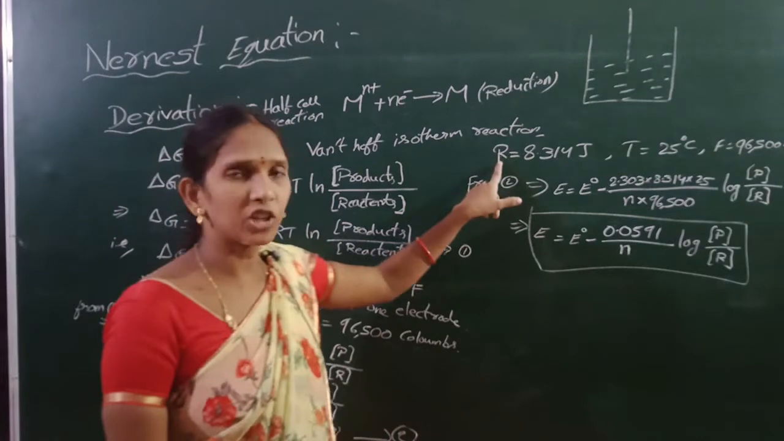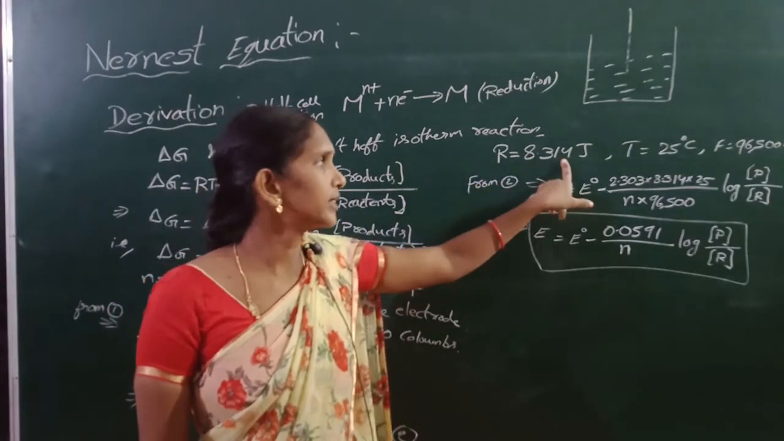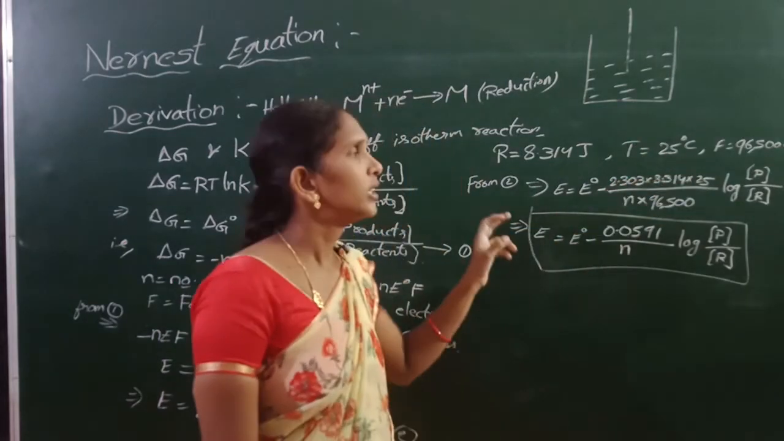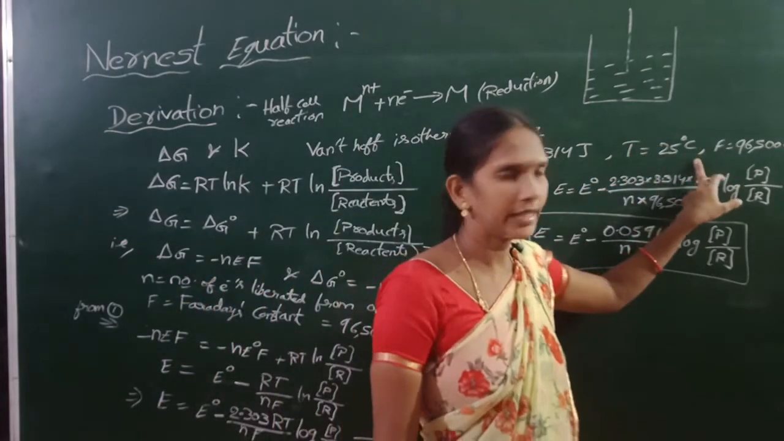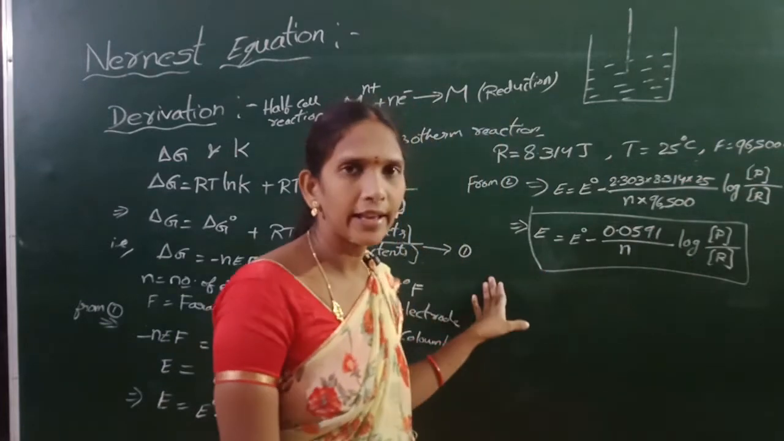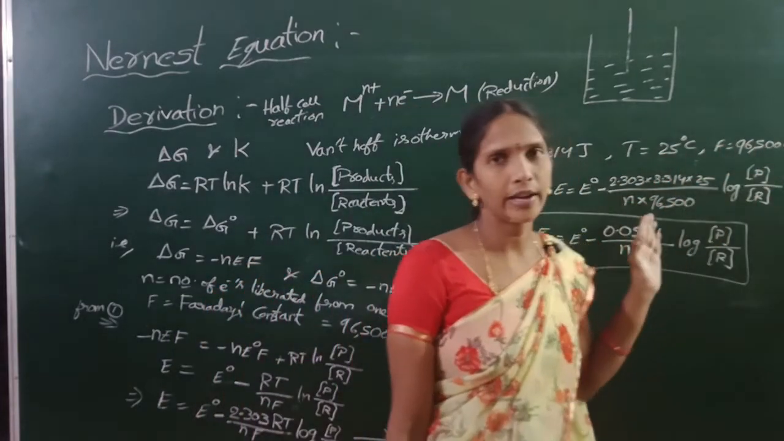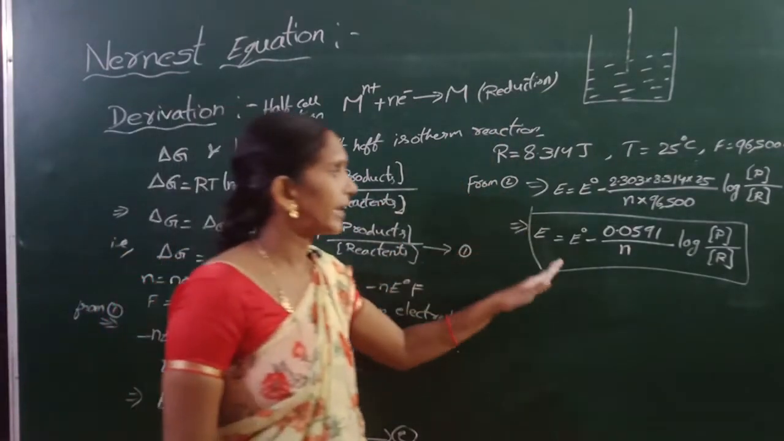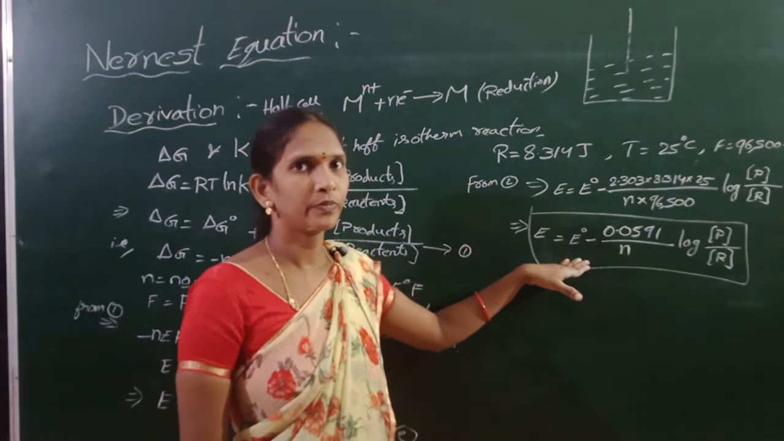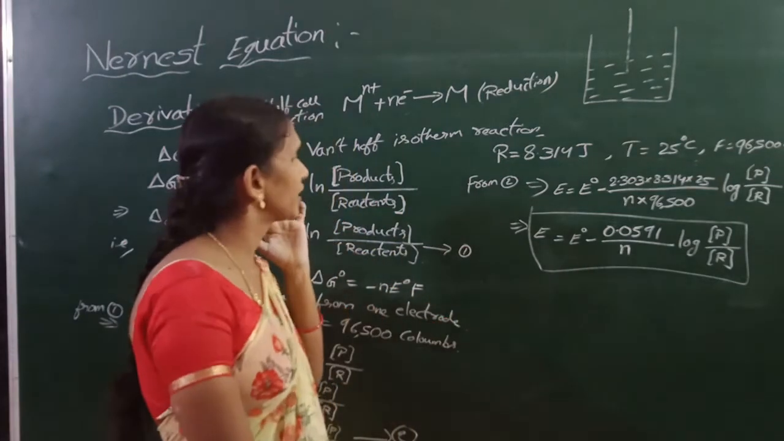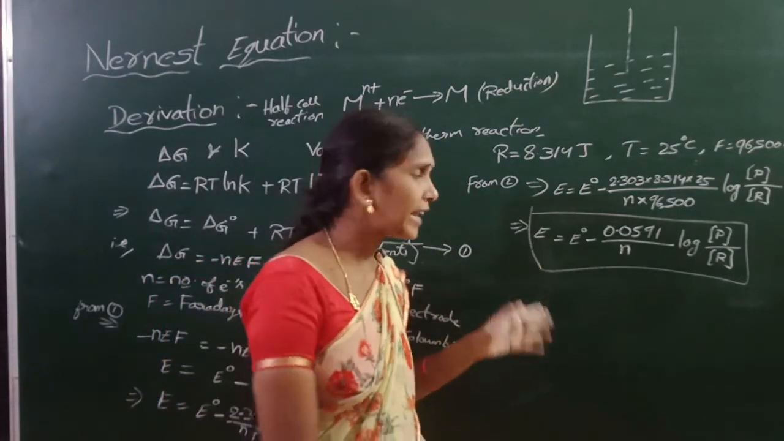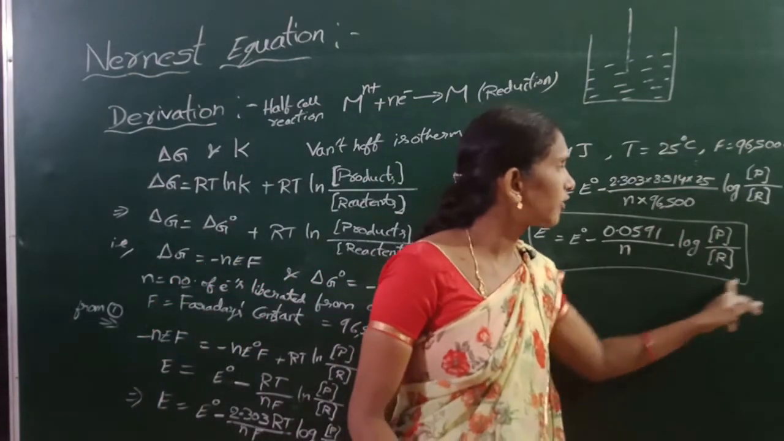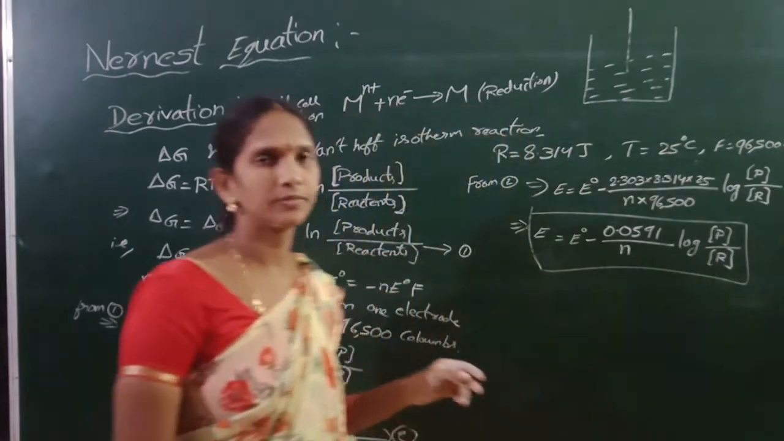We know R is equal to the gas constant, that is 8.314 joules, and T is equal to temperature. Standard temperature means 25 degrees centigrade, and 1 Faraday is equal to 96,500 coulombs. Substituting these values in this equation, we can get this value. This is the Nernst equation. It gives the relation between electrode potential and the concentration of the electrolyte solution.